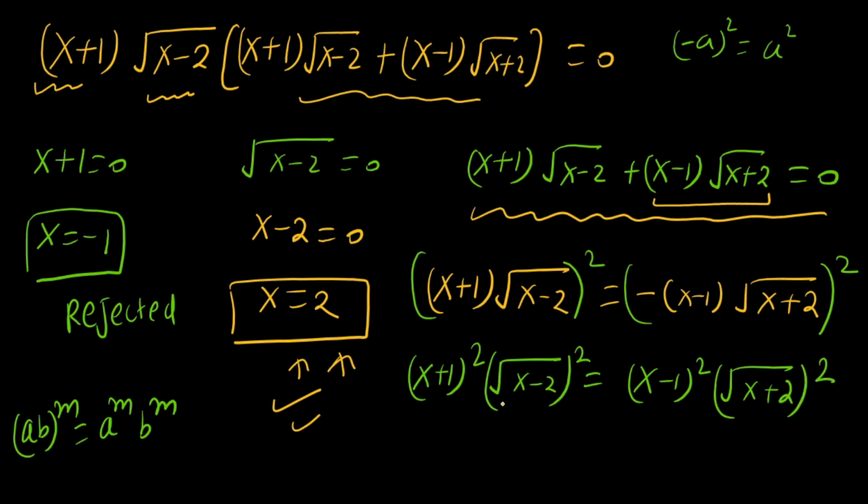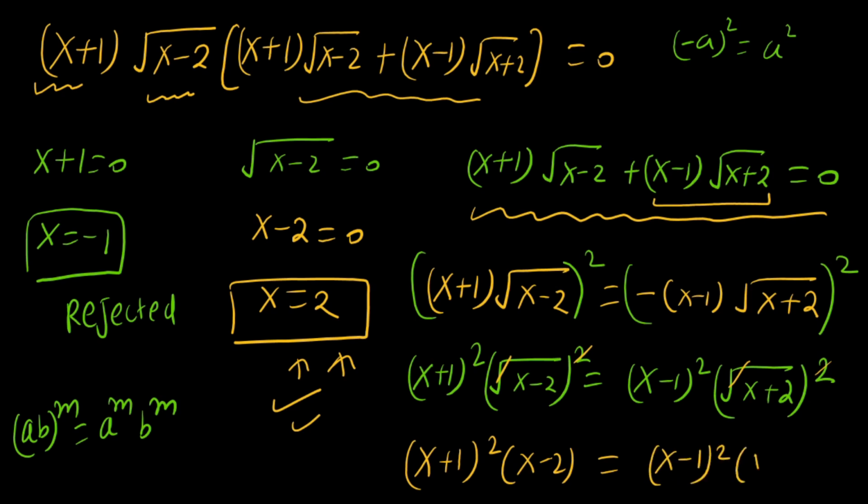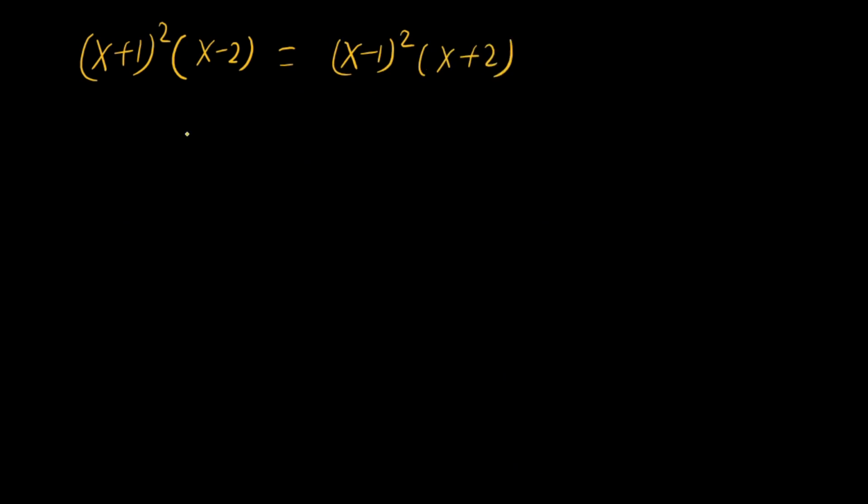Then on the left hand side the square root is cancelled out by the square, and likewise on the right. Then (x plus 1) whole squared times (x minus 2) is equal to (x minus 1) whole squared times (x plus 2). On the left hand side, (x plus 1) whole squared times (x minus 2), and this is equal to (x minus 1) whole squared times (x plus 2).